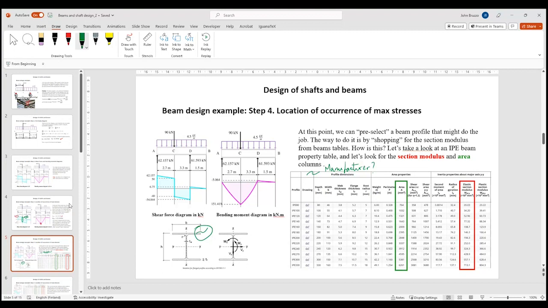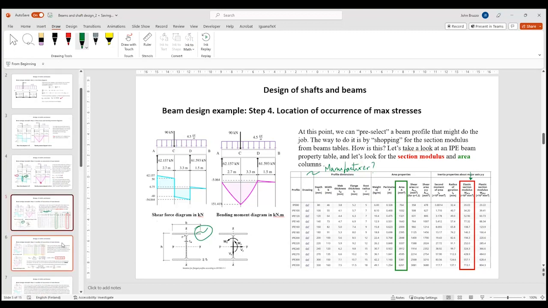But when you go shopping for beams that could do the job you wanted to do, you search for two things: area and section modulus. That's it. And you say, well, these are the beams, this is the area properties, and these are the section moduli. Okay, so what do I do now? Well, let's see.